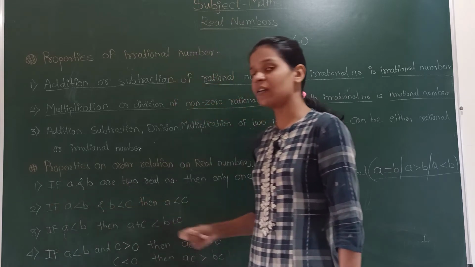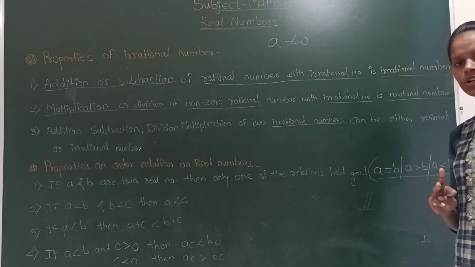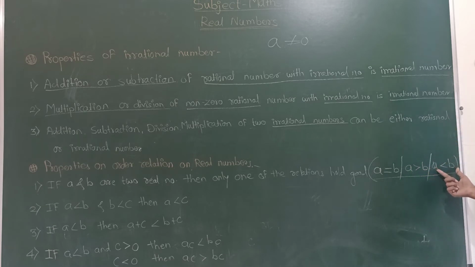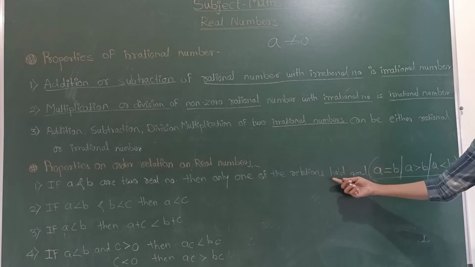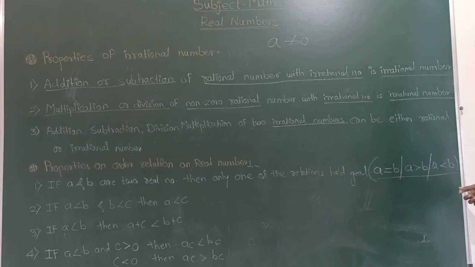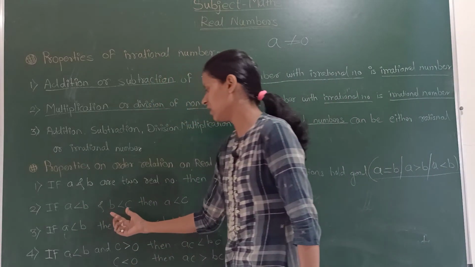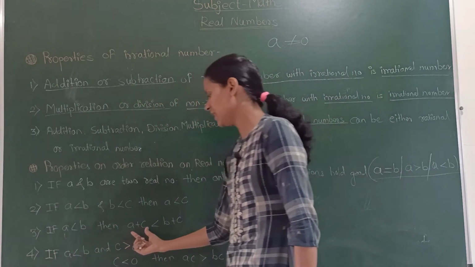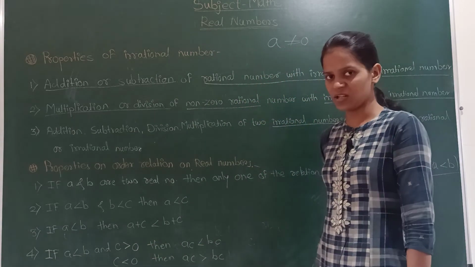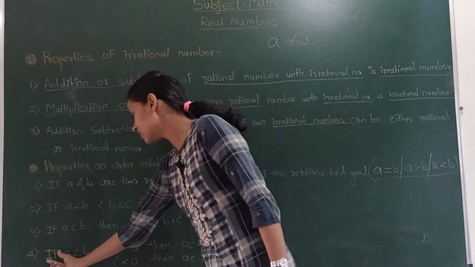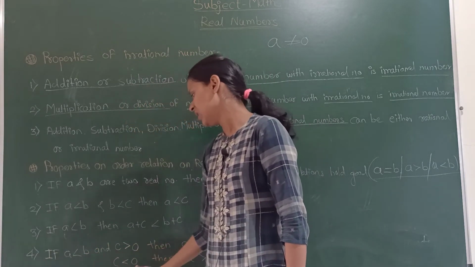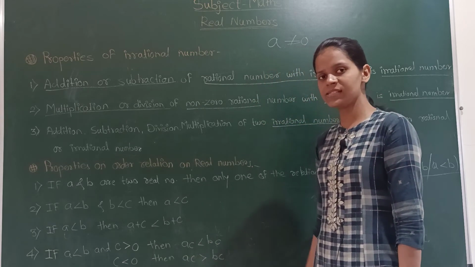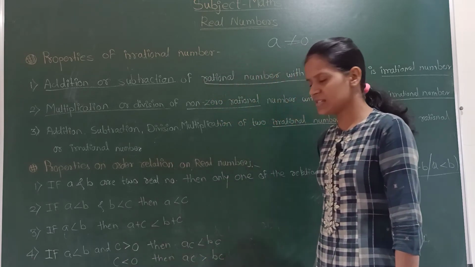What are they? If A and B are two real numbers, then only one of the relations holds good: either A is equal to B, or A is greater than B, or A is less than B. Only one of these three relationships holds. Next, if A is less than B and B is less than C, then A is less than C. Then if A is less than B, then A plus C is less than B plus C. Fourth, if A is less than B, we see two conditions: if C is greater than 0, then AC is less than BC, and if C is less than 0, then AC is greater than BC.